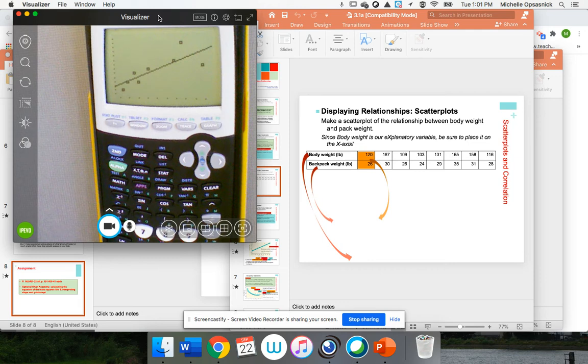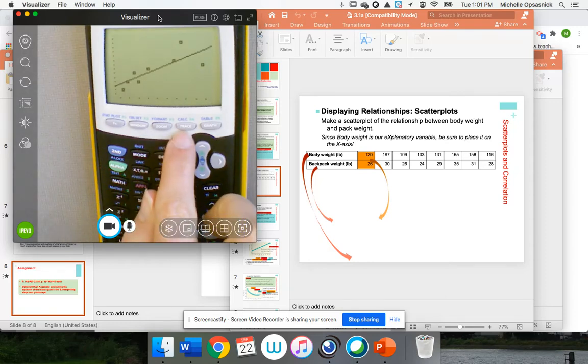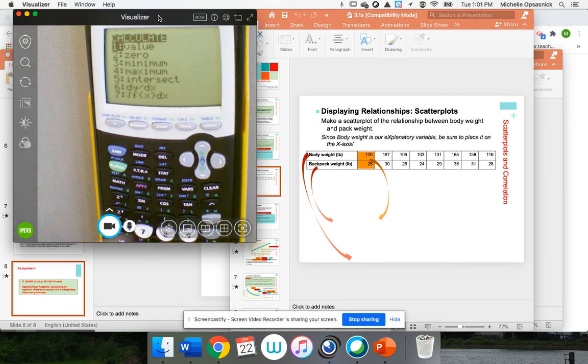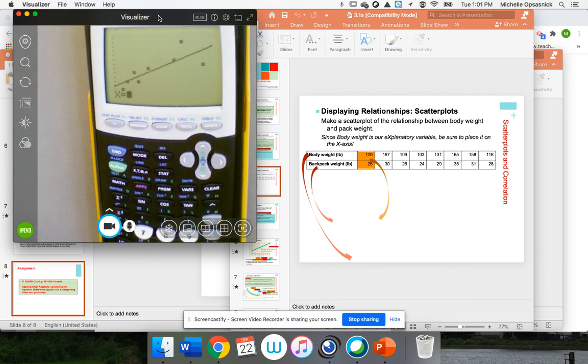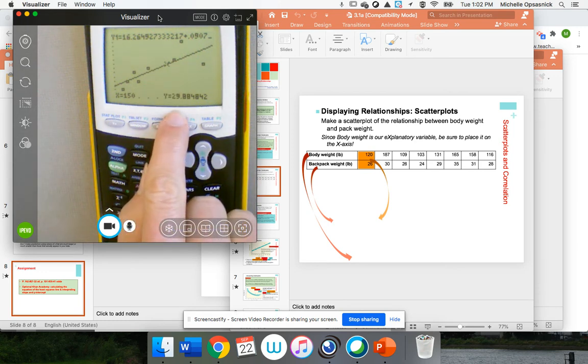So if I wanted to make a prediction about backpack weight for a 150-pound individual, I could do that by plugging 150 into my equation. I can also use my calculator. So I want to calculate a value. I can hit second and then trace, and then I want to calculate a value. So I'm going to hit enter. It tells me x equals, well, I said I wanted to find the backpack weight of a 150-pound individual, or predicted backpack weight. I can hit enter. It puts my cursor on the line at that point, and it tells me my predicted backpack weight is 29.88 kilograms.